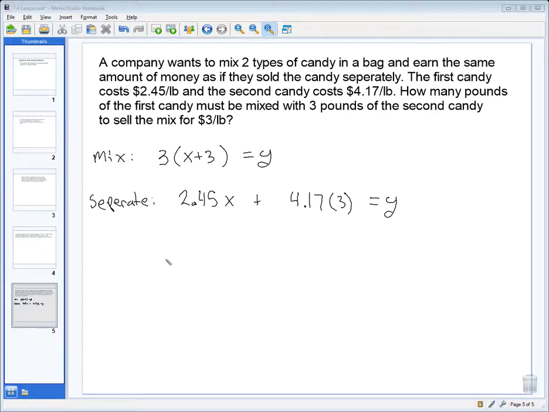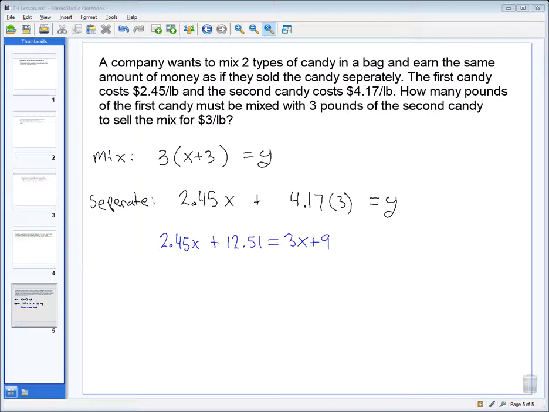Now to solve this, we're going to use substitution because notice we have y equals in both cases. So I'm going to substitute this 3 times x plus 3 into the y down here for this equation. I'm going to have 2.45x plus, now I'm going to multiply this out, so that would be 12.51. And that's equal to y, which is this piece up here, multiplying out is 3x plus 9.